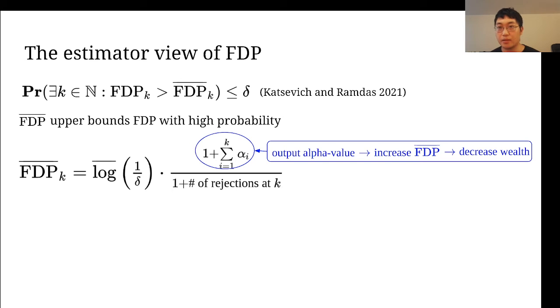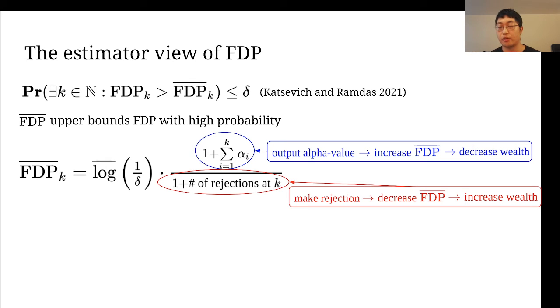So this numerator denominator split kind of explains how this correlates to wealth, because when we output an alpha value, we increase FTP bar, so it's closer to our threshold, since we require FTP bar to be less than epsilon, and that decreases our wealth. Simultaneously, if we're making a rejection, we're increasing the denominator here, which decreases FTP bar, and consequently that increases wealth because that's expanding the gap between our threshold epsilon and FTP bar, which is required to be below epsilon.